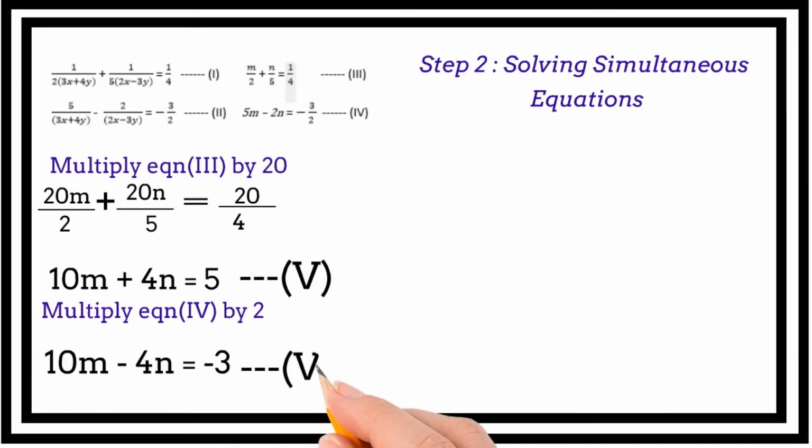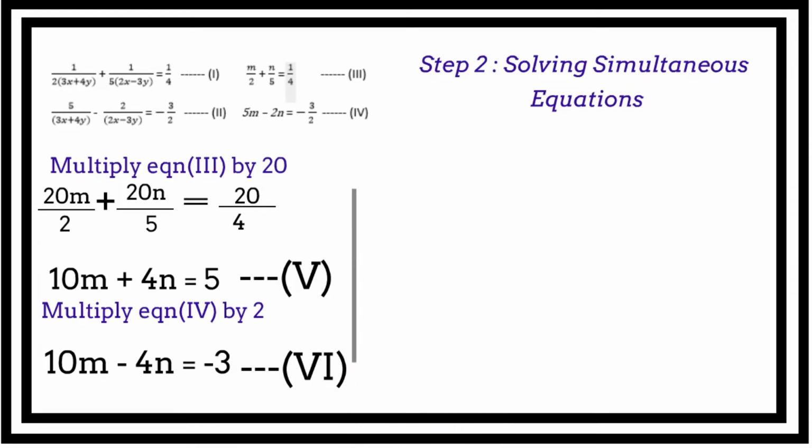This is my equation number 6. So now you can see it has the term with variable n as common, plus 4n minus 4n. When there is an opposite sign for the same term, then we will add.